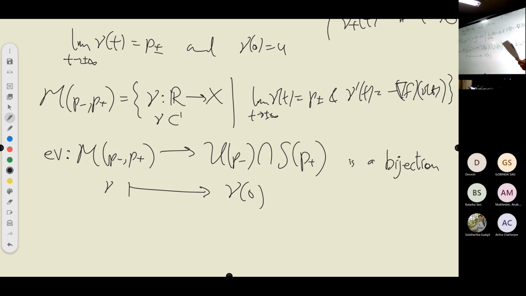I have not reparametrized my trajectories. In fact, if I did, then I could not talk about evaluation at zero. Oh, I see. Okay, great, thanks. So these are actually all the points of your intersection of unstable and stable manifolds.